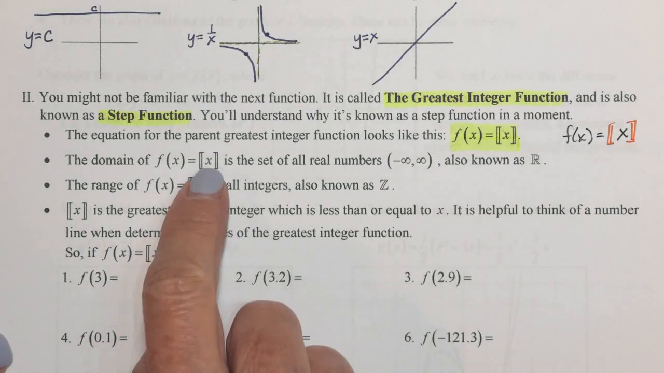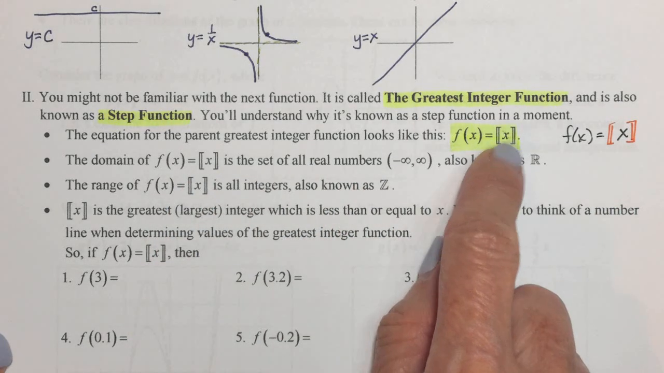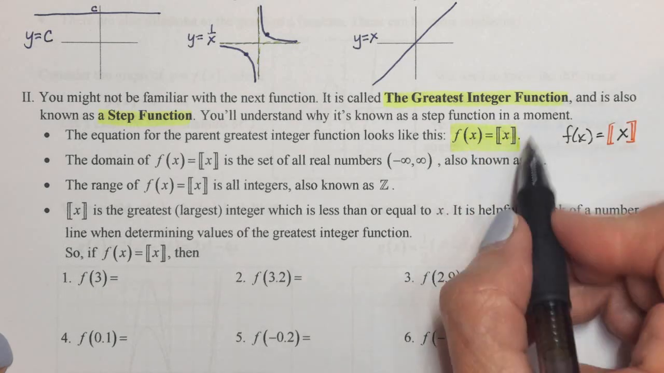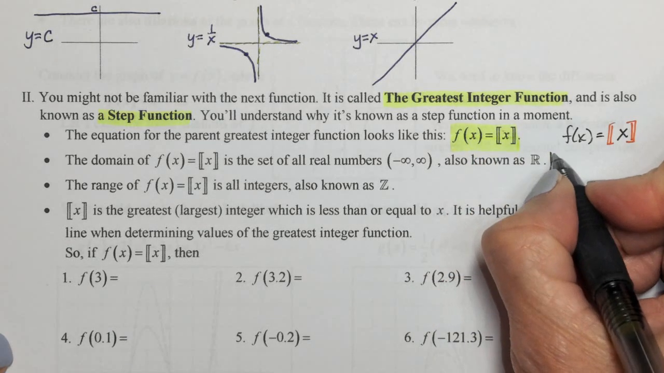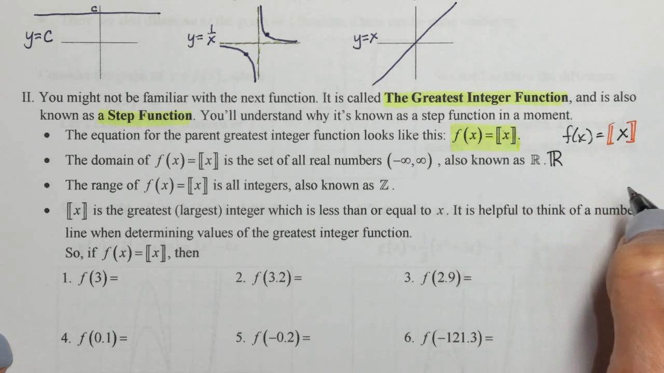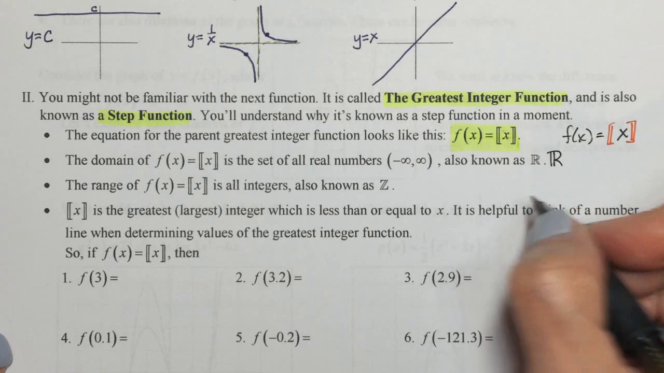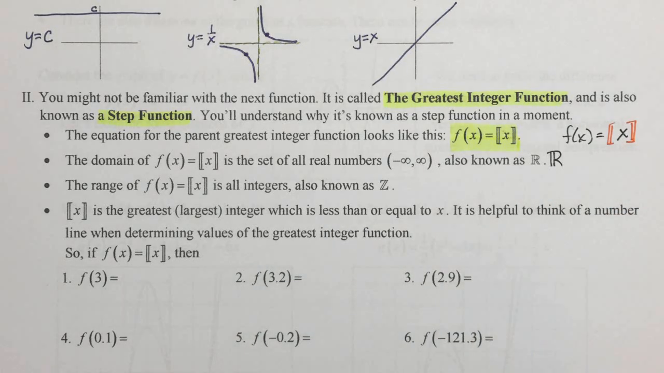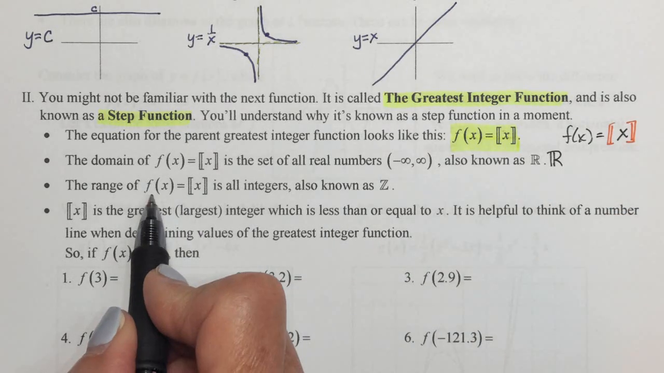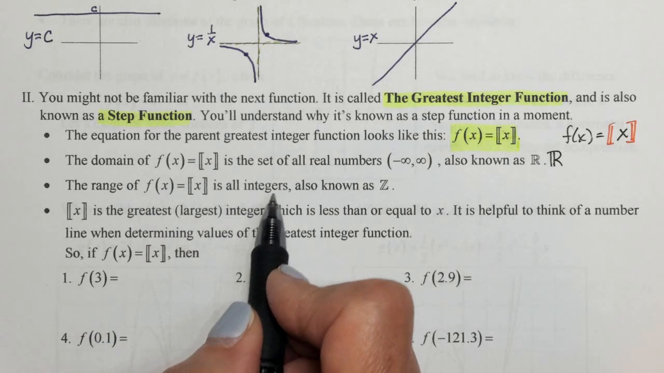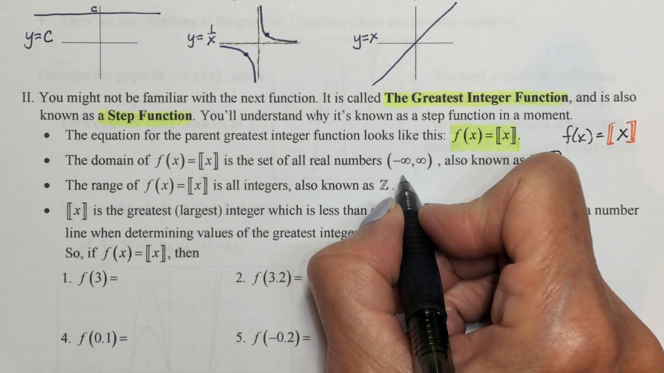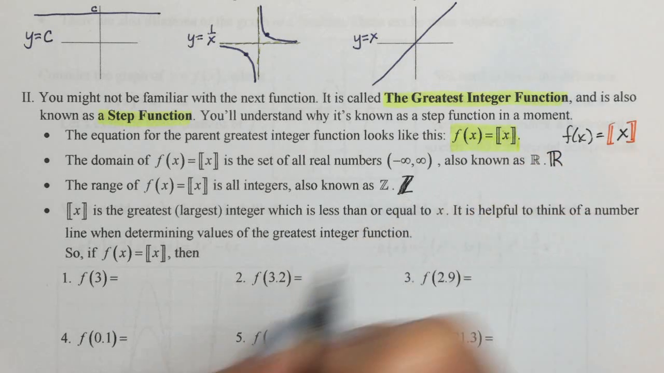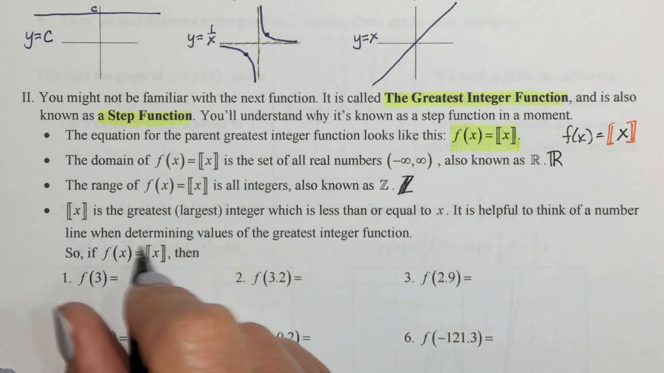The domain is the set of all real numbers, so we can put any value of x in there that we want. The real numbers are denoted with this R with a double bar. The range, though, is not the real numbers. The range is only the set of integers. So the output is always going to be an integer. The symbol for integers is this Z with a double bar. You don't have to know that, but just a little FYI.